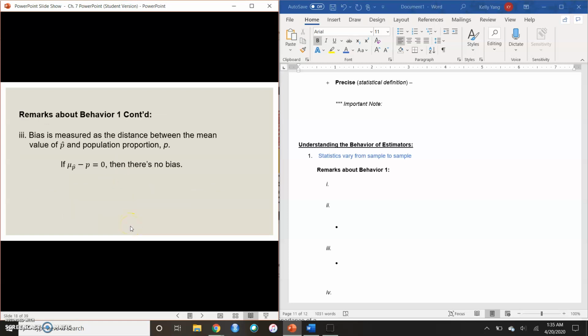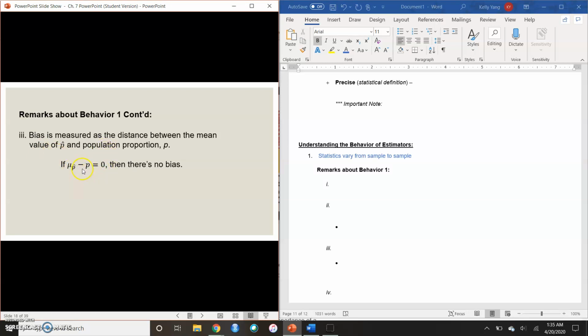Some other remarks about behavior 1. The bias is measured as the distance between the mean value of p hat and the population proportion p. The mean value of p hat has this notation right here, mu sub p hat. This is going to be used to indicate the mean value of p hat, and then the population proportion p.